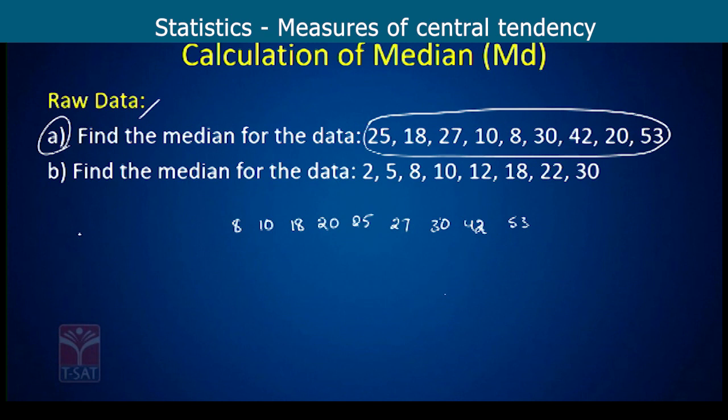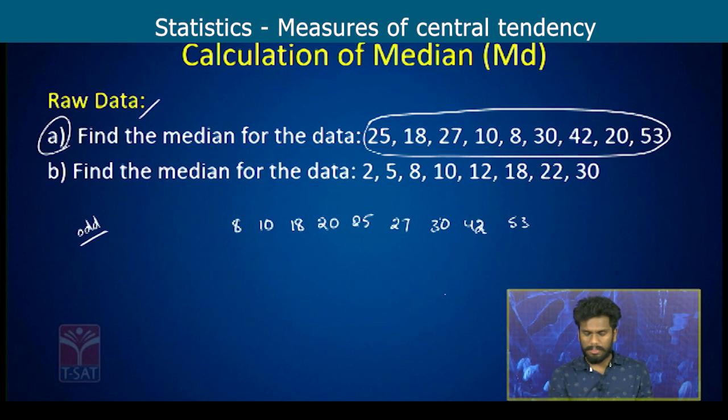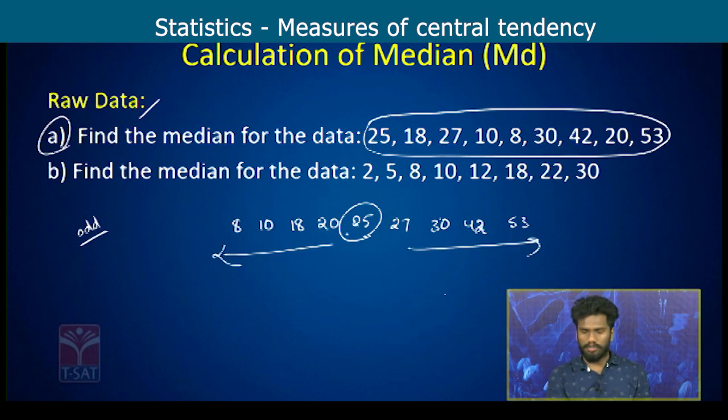When the number of observations is odd, let's check what the middle value is. By just looking at the data we can say that the middle value is 25. Here there are 4, here there are 4, so the middle one is 25. So 25 is the median for this data. By looking at the data values we can say what the median is, but if there are many data values, it becomes a problem.